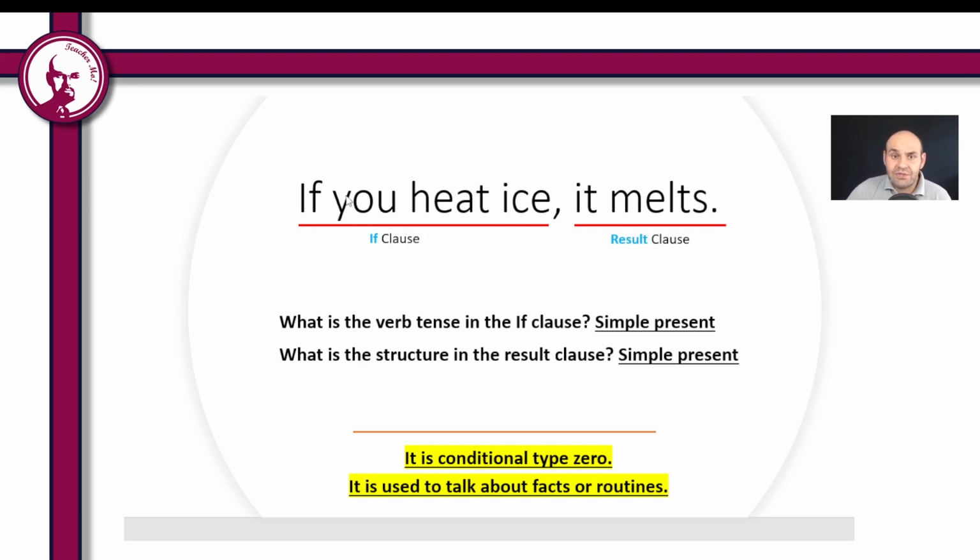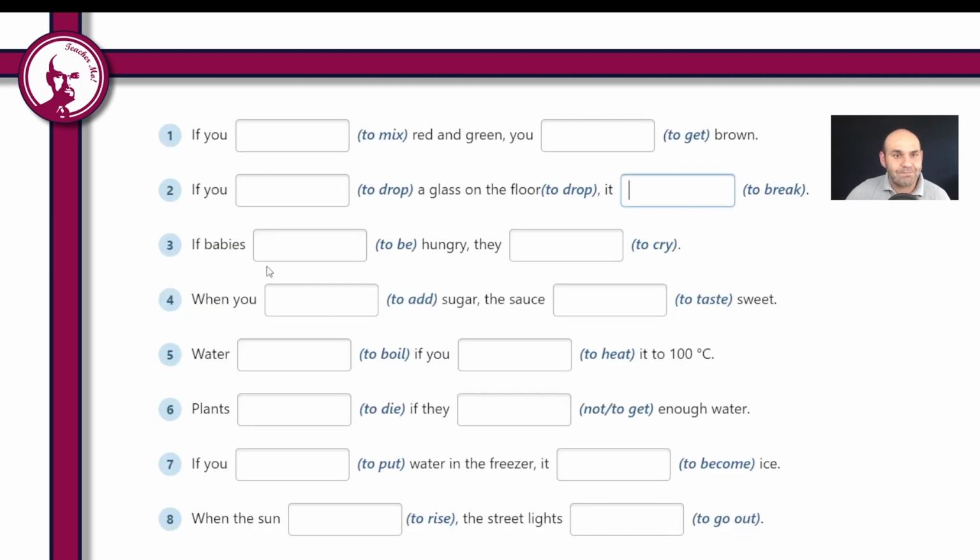Here in this example, you see that in the if clause, we have the simple present tense. In the result clause, we also have simple present. So this is conditional type 0 or the zero conditional. We use it to talk about facts or routines. Let's do some exercises. Here you see we have some conditional sentences. We want to fill in the blanks using the given verbs.